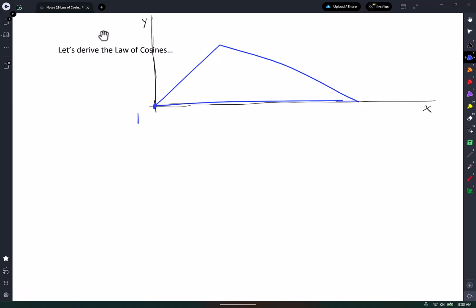I'm going to call this vertex A. I'm going to call this vertex B. I'm going to call this vertex C. Those are all capital letters.